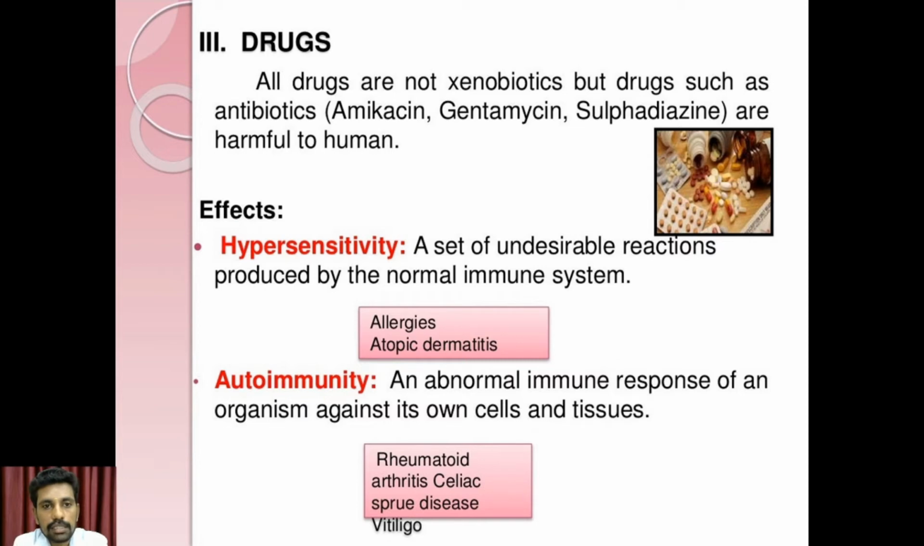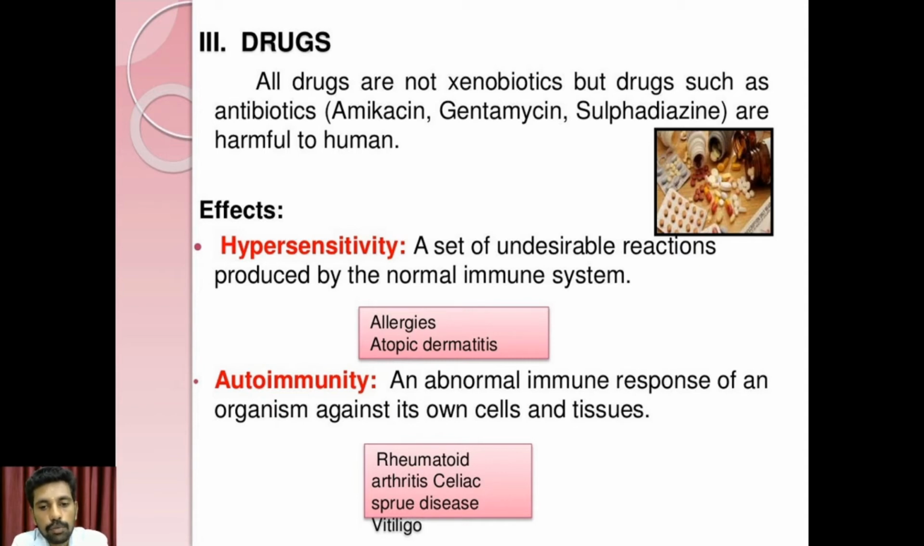And the third major group is drugs. Commonly used drugs like digoxin may present xenobiotic toxicity. A few drugs such as the antibiotics gentamicin, ampicillin, and sulfadiazine are harmful to humans, but not all drugs are xenobiotics. Hypersensitivity, also called hypersensitivity reactions, allergens or intolerance, refers to undesirable reactions produced by the normal immune system of the human, including allergies and atopic dermatitis.